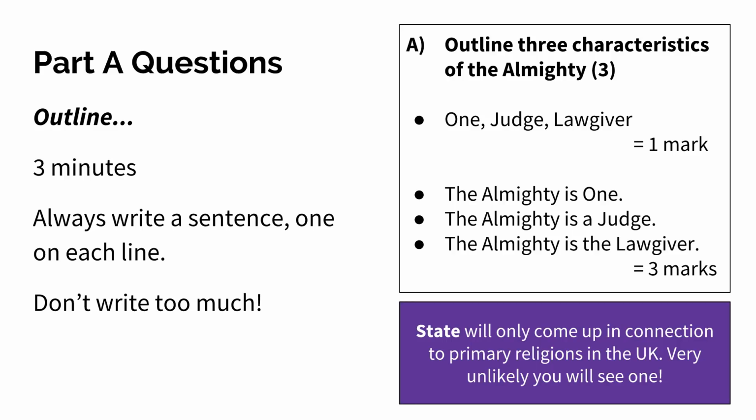It is possible to see some questions that will begin state in the part A, but these will only come up in connection to the primary religions in the UK. I'm sure many of you will have seen that question on the sample assessment paper, and indeed may well have done it in a mock or preparation for a GCSE. It's very unlikely you see one. If you do, you can just write 3 words for that. But again, if you're in that habit of writing 3 sentences, 1 on each line, that will also be entirely appropriate and get you the full marks.